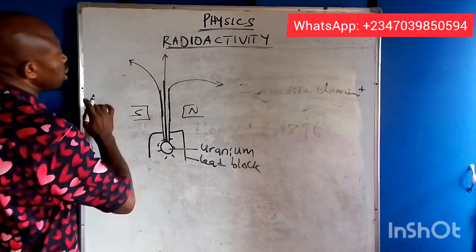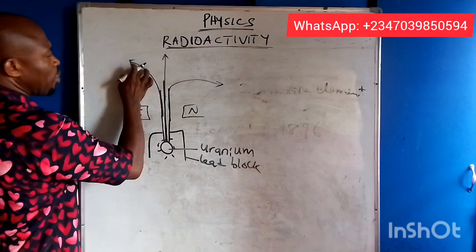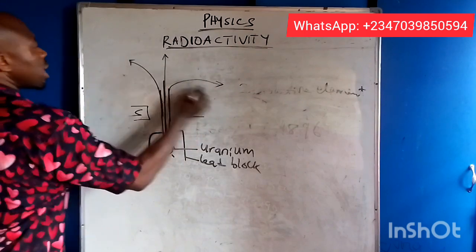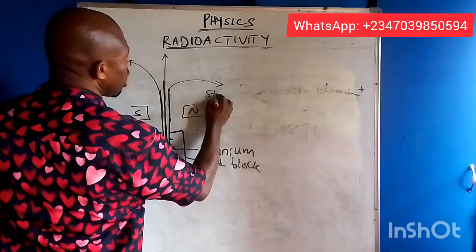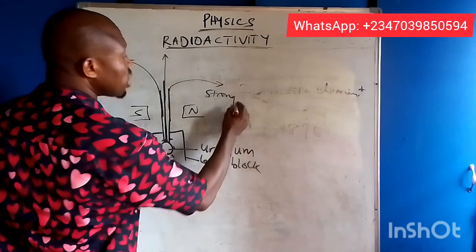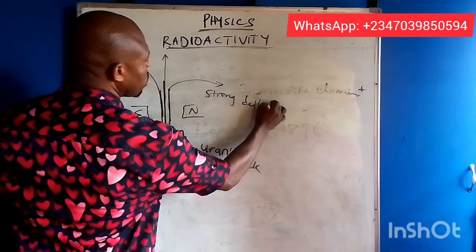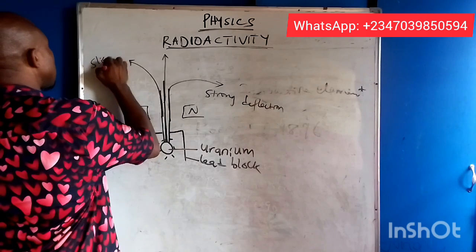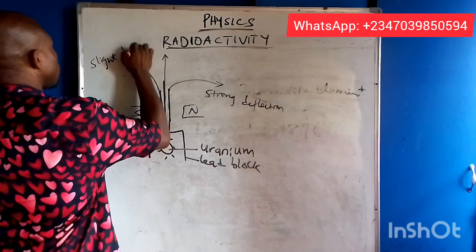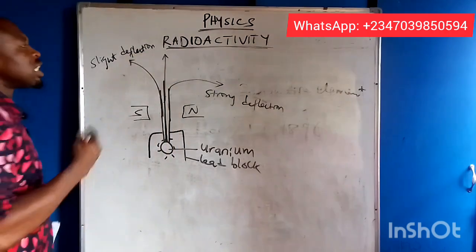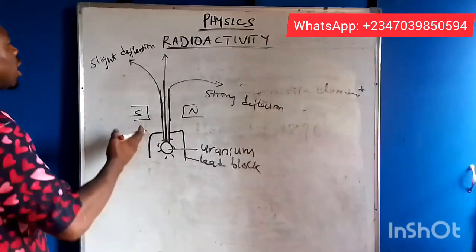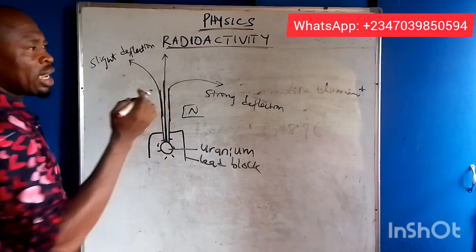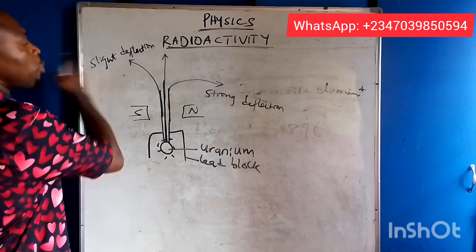Because of this, he called these alpha particles and these beta particles. There is a strong deflection here, much deflection. And this one, there is a slight deflection. Now this deflection is a result of the force of attraction and repulsion.